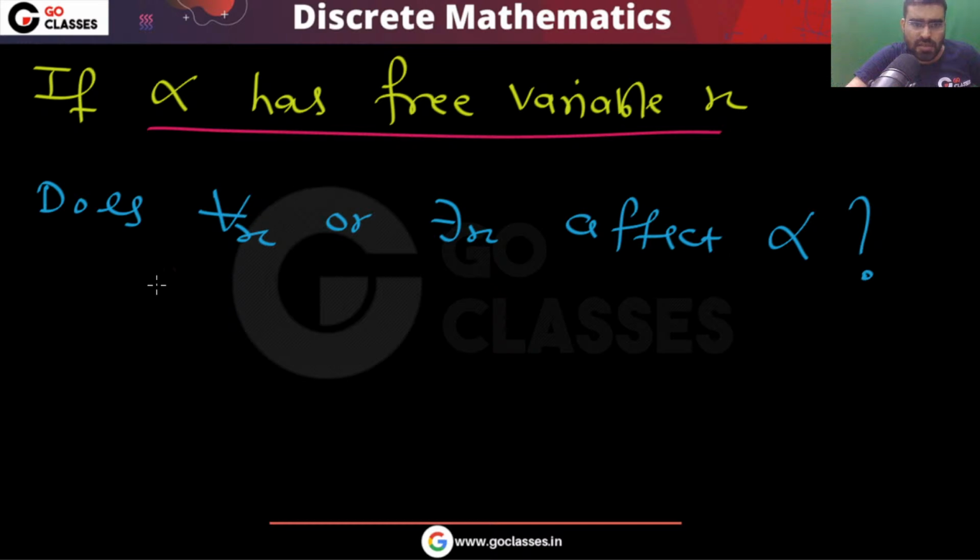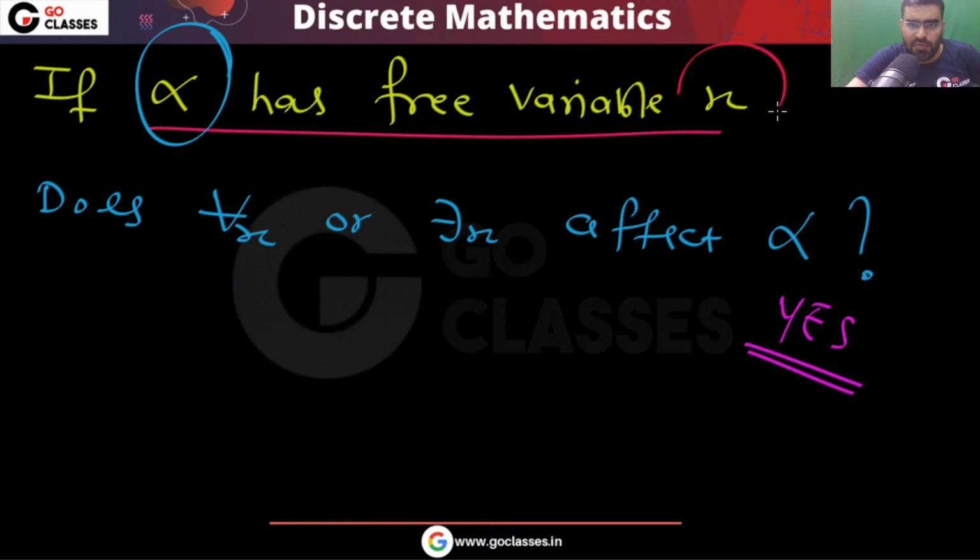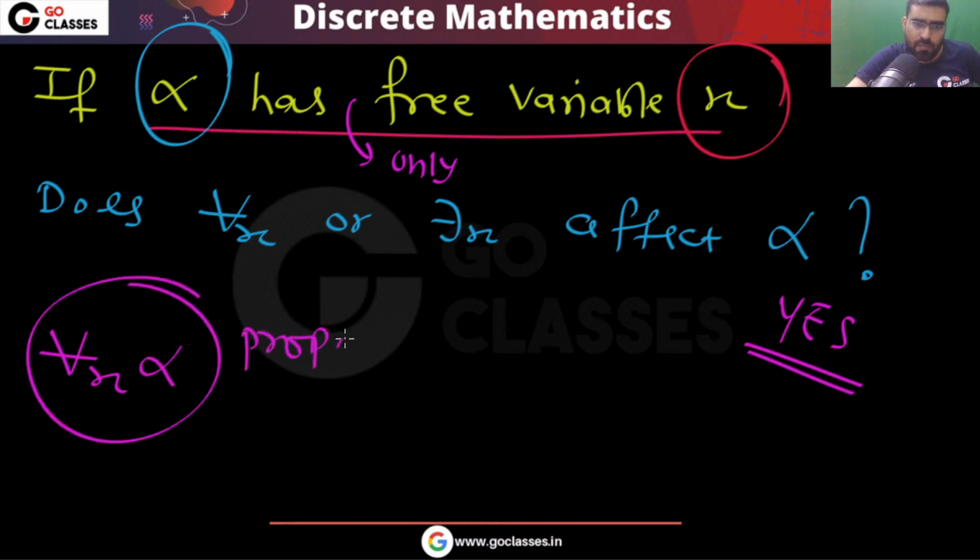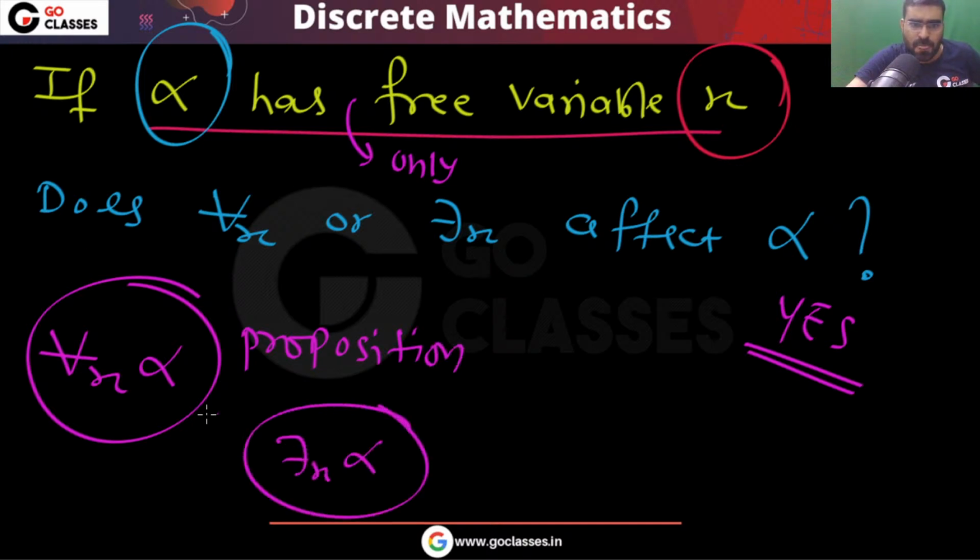Basically, I want to say that if I write for all x alpha, will it be a proposition or not, if alpha has x as the only free variable? In this situation, the answer will be yes. Because remember, if the only free variable is x, then for all x alpha will be a proposition, and there exists x alpha will also be a proposition. This also will be a proposition.